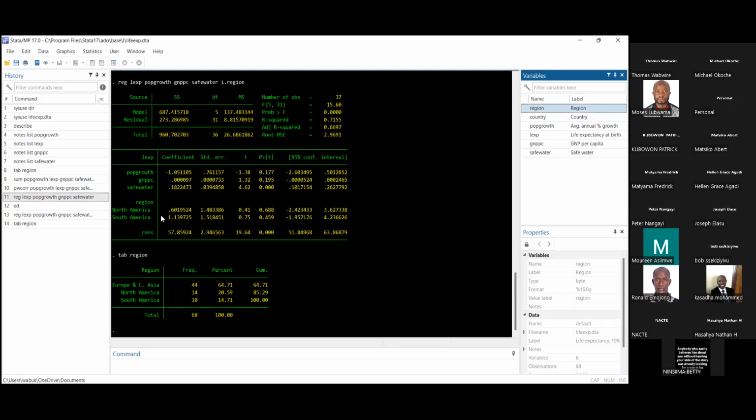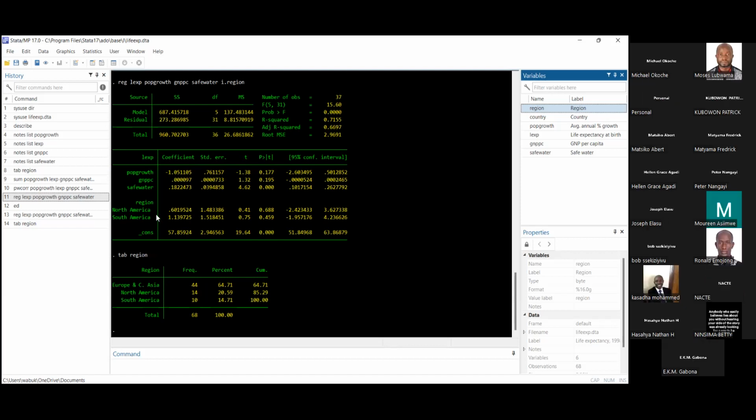So the interpretation of, for instance, 0.06 would say relative or comparable to Europe and Central Asia, people in North America have a relatively higher life expectancy because it is positive. If it was negative, it would be lower. If I'm looking at South America, because it is a categorical variable and the value here is positive, I would also say relative to Europe and Central Asia, life expectancy in South America is higher, because I'm comparing South America and Europe and Central Asia. And that's what those numbers would mean.